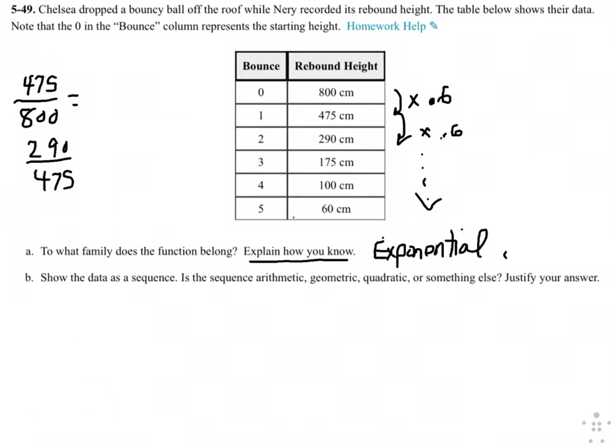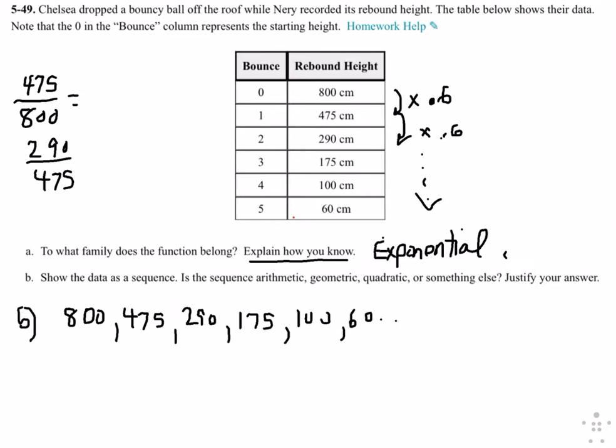Okay, then B says, show the data as a sequence. Is the sequence arithmetic, geometric, quadratic, or something else? So the sequence, this is B, would be 800, 475, 290, 175, 100, 60, right? So we're multiplying, and I did this already on the table.